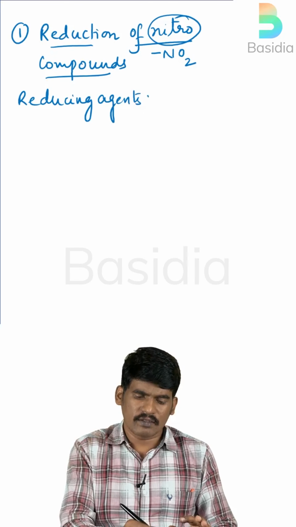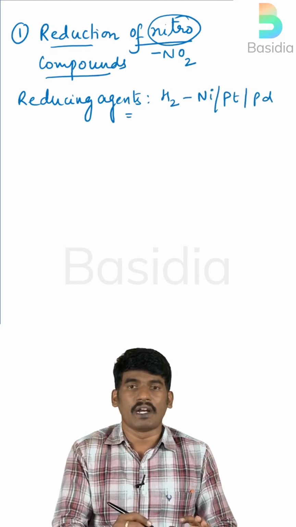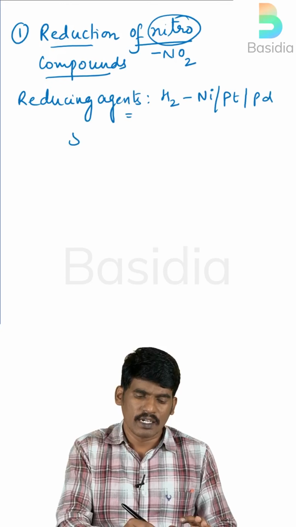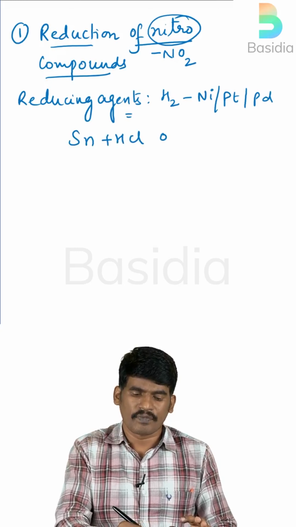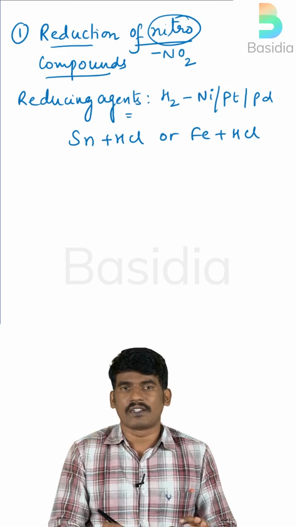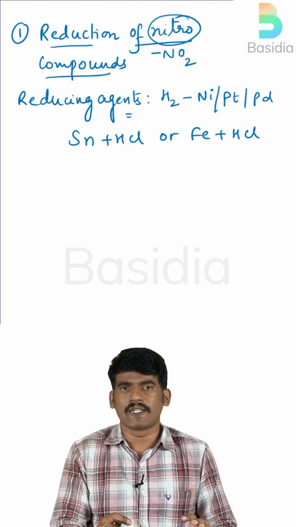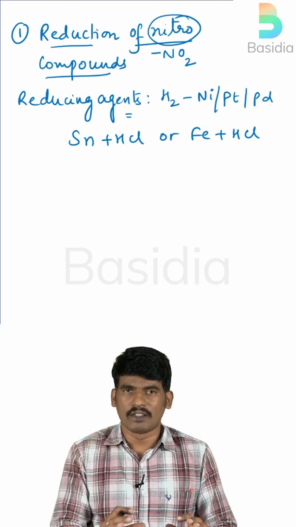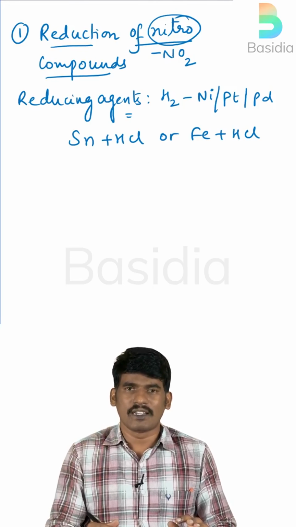The reducing agents used for this conversion are hydrogen in the presence of nickel or platinum or palladium. It is one of the reducing agents, and Sn plus HCl, tin plus hydrochloric acid, or Fe plus HCl, iron plus hydrochloric acid. That is the most preferable reagent compared to Sn plus HCl. Fe plus HCl is the most preferable reagent. FeCl2 will be formed in that reaction. Fe plus HCl will give you FeCl2 that can be hydrolyzed easily.